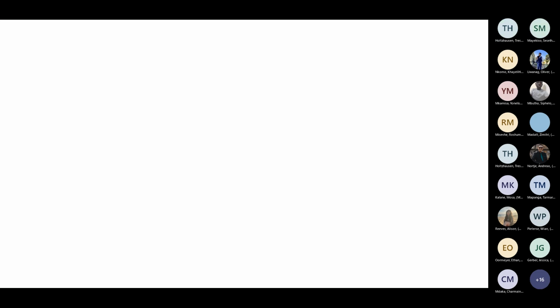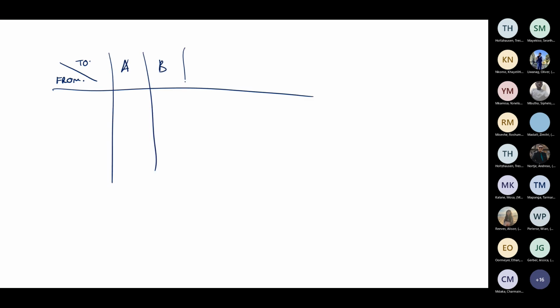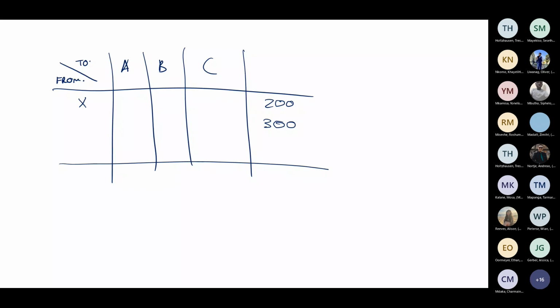I'm just going to write a random table to go through it. This example may not necessarily work out in real life, but the idea is just to show you how you can fix it. So I'm going to have A, B, and C. I'm going to have 200, 300. Then I'm going to have X and Y. And then I'm going to have 50, 50, and 100. So you have 200 there and 500 over there.